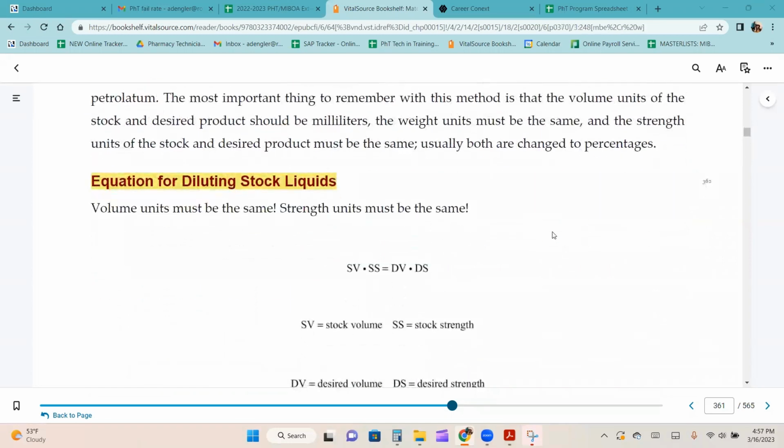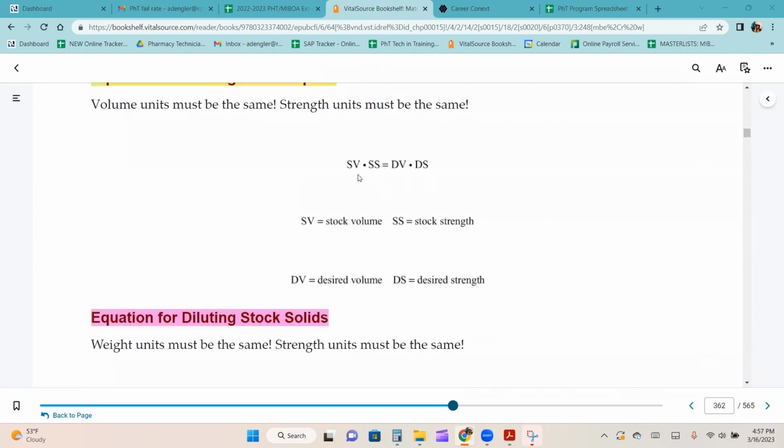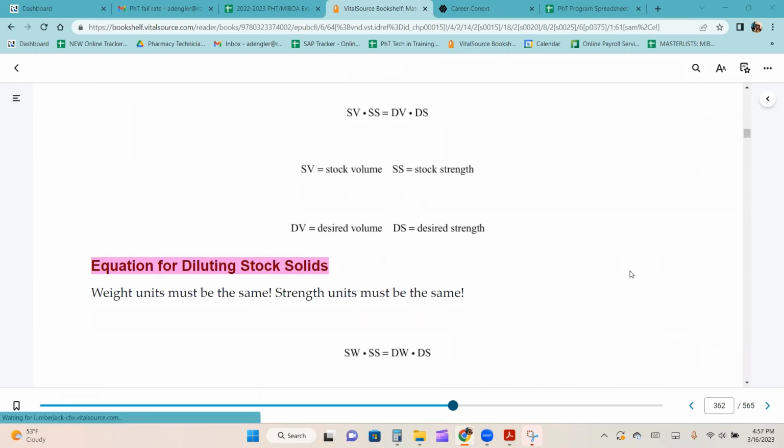All right, so we have the equation for diluting stock liquids. Volume units must be the same and strength units must be the same. SV times SS equals DV times DS, where SV is the stock volume, SS is the stock strength, DV is the desired volume, and DS is the desired strength.